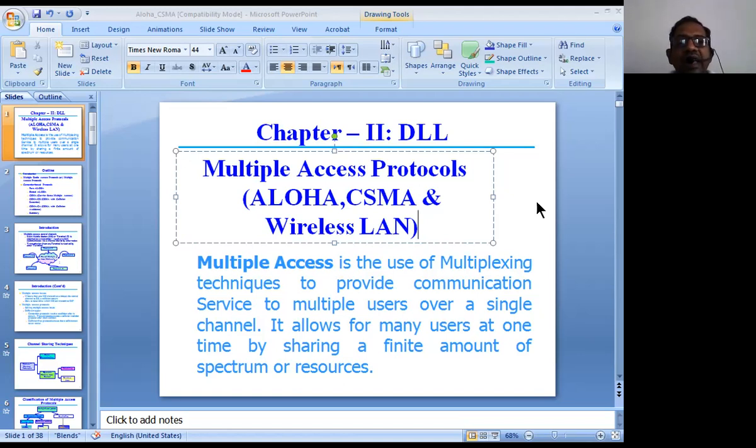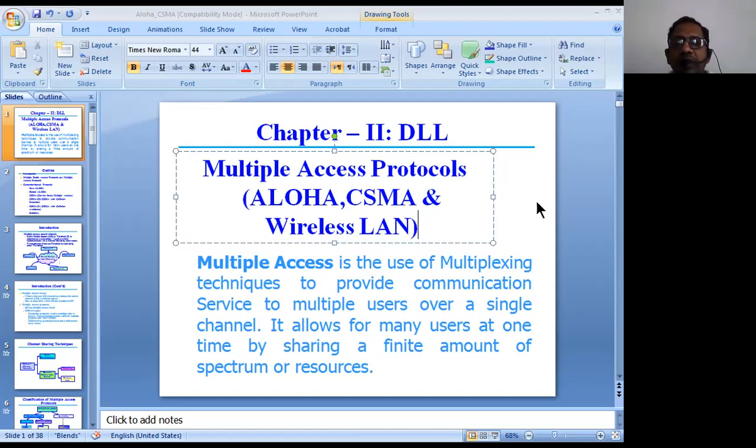So this multiple access is somewhat related to multiplexing as well. In the case of multiple access techniques, many users use a single shared resource. Usually the shared resource is the line of communication or a network. The same network is shared by many users connected to the network. That is what is called multiple access techniques.